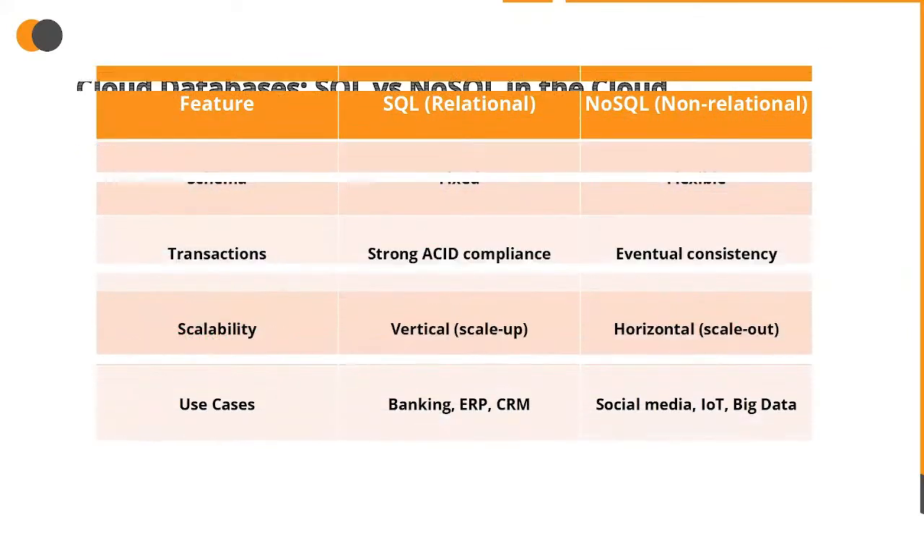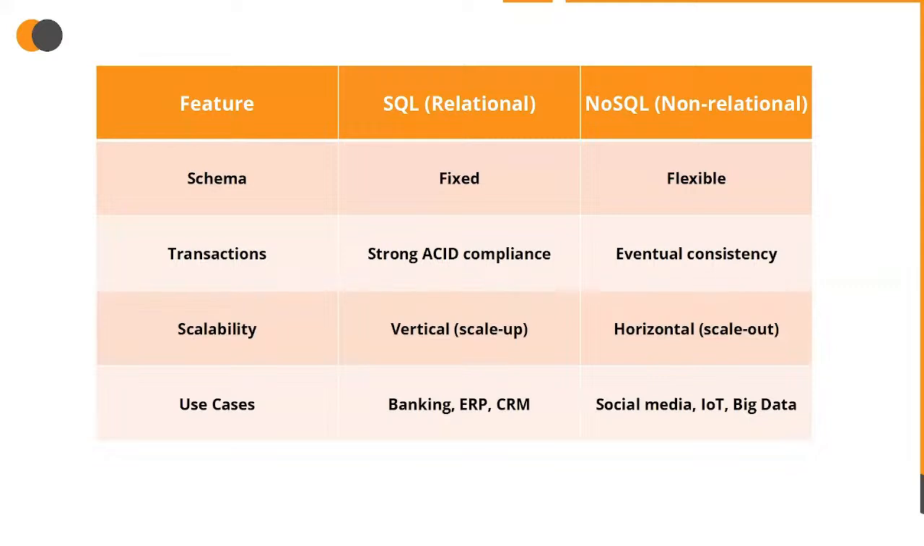Then if we compare and contrast SQL and NoSQL, because it is quite interesting and important anyhow, I will be comparing the features: schema, transaction, scalability, and use cases. In SQL, which is known as relational, the schema is fixed. The rows and tables you define directly. In the non-relational NoSQL, it is flexible. It is a document-based architecture actually. The JSON concept is there in the NoSQL.